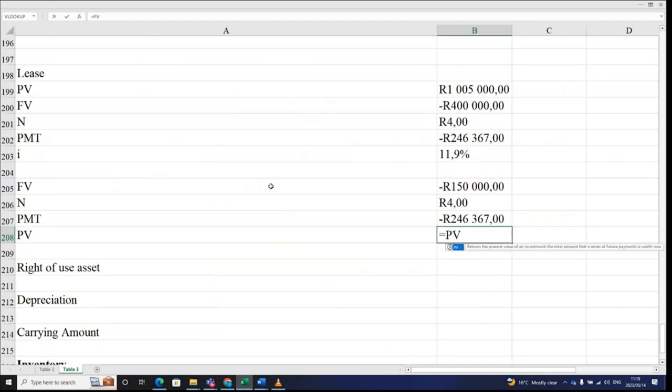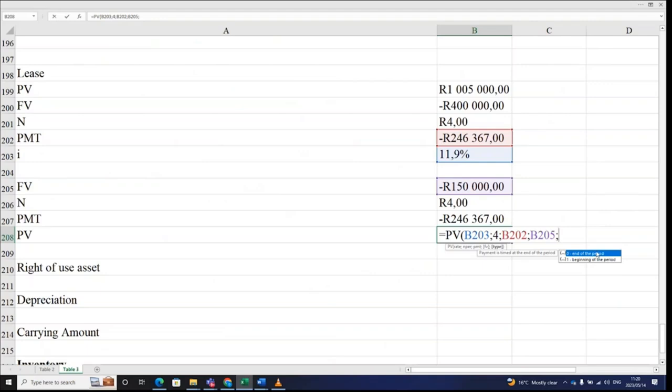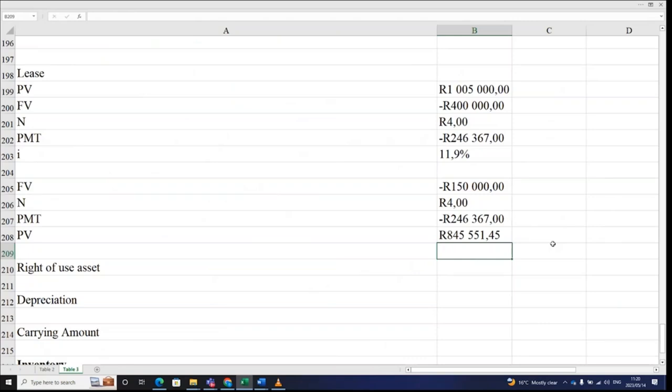formula PV. Okay, rate is that percent over there, the implicit rate that we worked out. Then the period of the lease. Then the payment. All right, then the future value. And then these payments are made at the end of the period, and then boom, we've got our liability. Okay, lease liability.